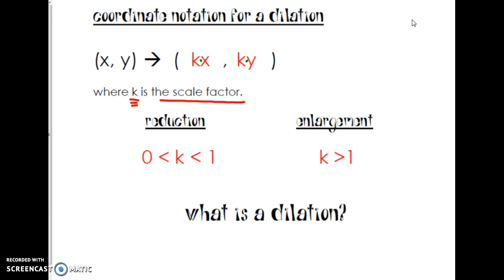Now keep in mind, if you have a scale factor that's between 0 and 1, like it's a fractional value, what happens when you multiply by a fraction? If I take half of something or a third of something, doesn't it get smaller? Yeah. What happens if I multiply by something that's more than 1? If I multiply by 2 or 3 or 4? It gets bigger, okay? So that's how you know if you're going to get a reduction or an enlargement. Anybody have questions or need more time on this?